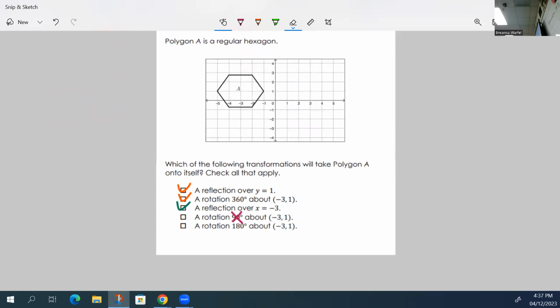And then it talks about a rotation of 180 degrees. 180 degrees is going to turn the figure upside down, because it's half of a circle and you're rotating it about -3,1, about the center. So you can think about it like this: 180 degrees is a straight line. That means it's going to take this point and match it up to that point, and it's going to totally turn it upside down. So those are your answer choices.